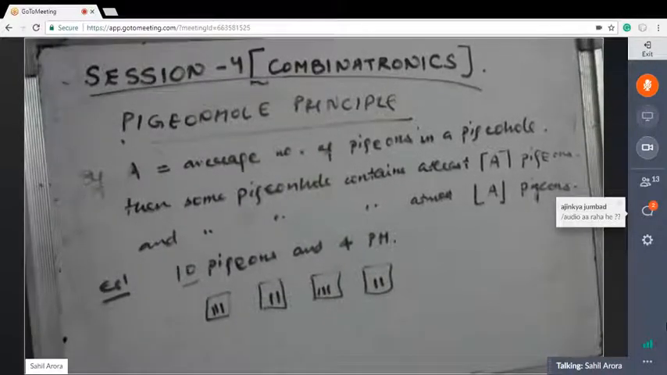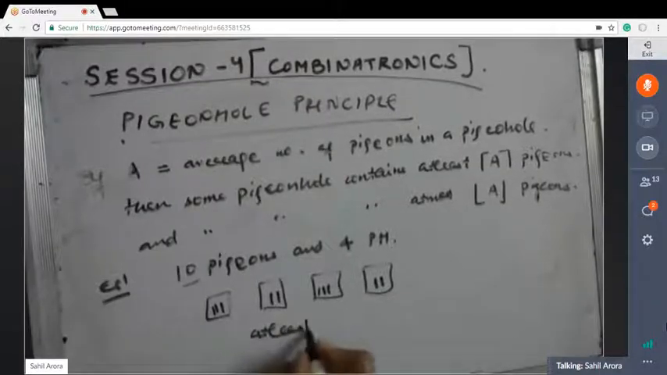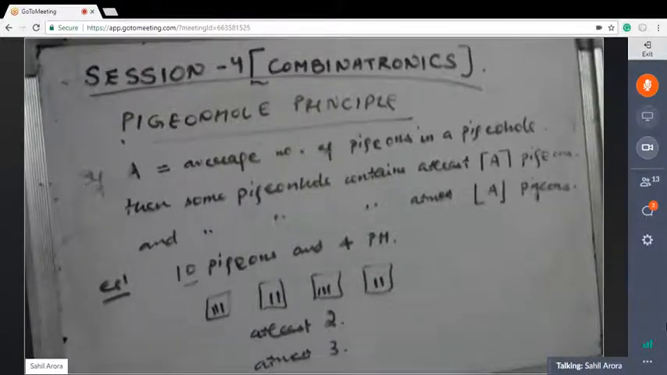So I'm seeing here that every pigeonhole will have at least how much? At least 2 will be there, and at most how much? At most 3 will be there. Are you getting my point? So definitely some pigeonholes will consist of 2, and the maximum it can contain is 3. This is the very basic idea.